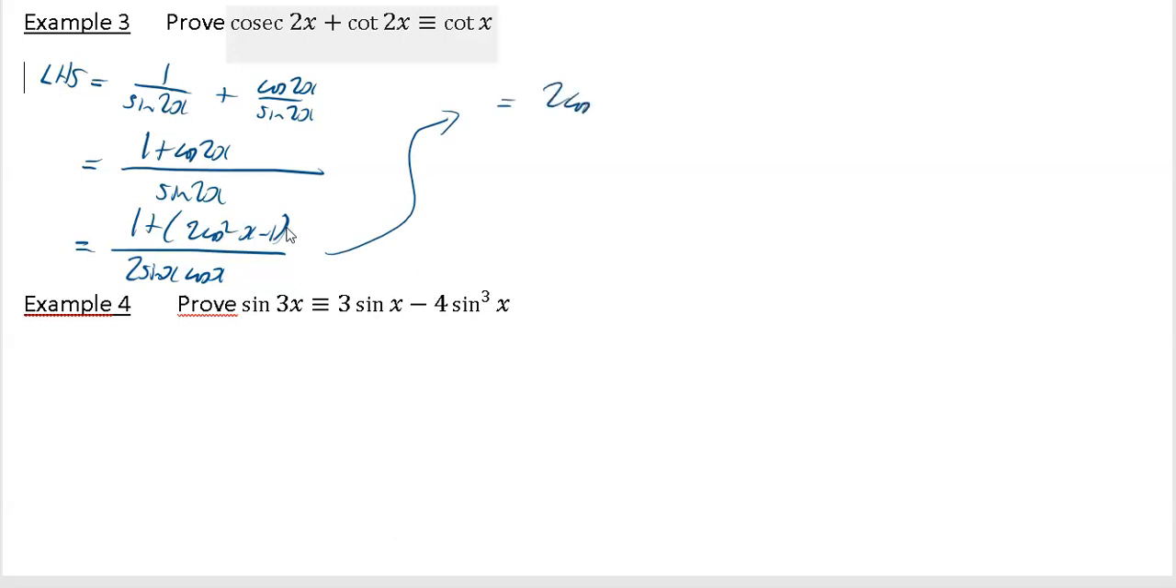That's just going to be 2 cos squared x over 2 sine x cos x. And we can just cancel out the 2's, cancel out one of the cos's, and you're going to be left with cos x over sine x, which is equal to cot x, which is equal to your right hand side. So very similar to the previous example, really.